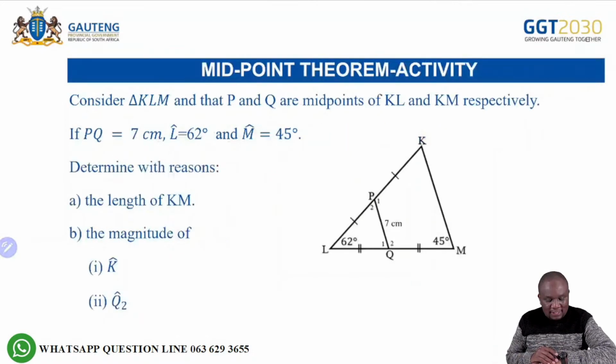It's not difficult. This one you will need 5 minutes. Consider triangle KLM and then that P and Q are midpoints of KL and KM respectively. If PQ is 7 centimeters, angle L is 62 degrees, and angle M is 45 degrees. Determine with reasons the length of KM.